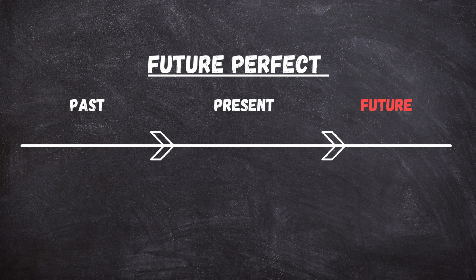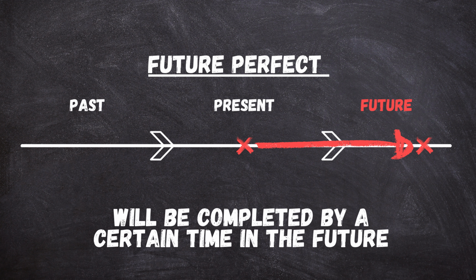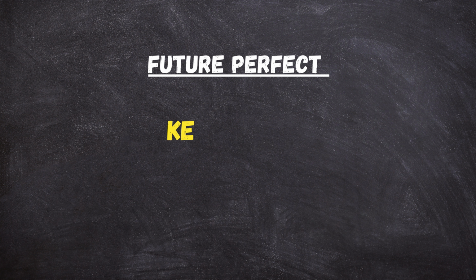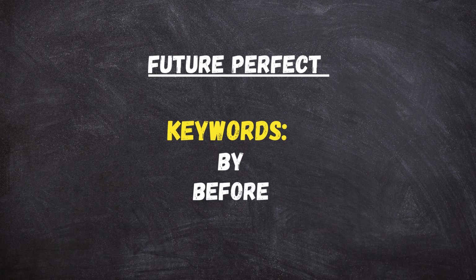The future perfect tense describes actions that will be completed by a certain time in the future. For example, by next month, he will have run 10 marathons. This describes an action that will be finished by a specific time in the future. Keywords include by, before, and by the time.